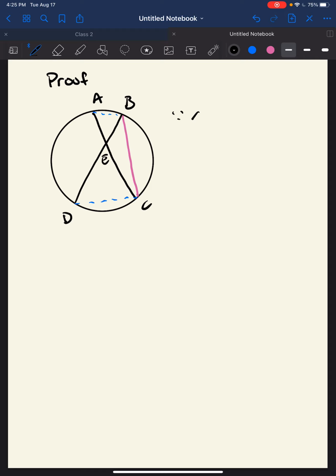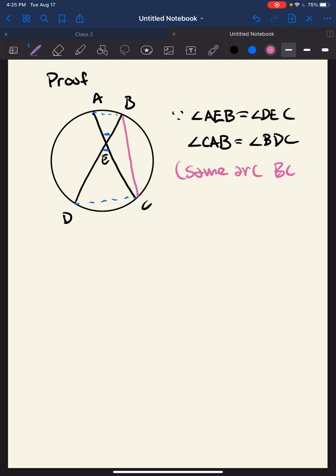So, because angle AEB equals angle DEC, and this should be obvious because these two angles are opposite of each other, and angle CAB equals angle BDC, and this is the reason why I connect this pink line, because they have the same arc, BC.